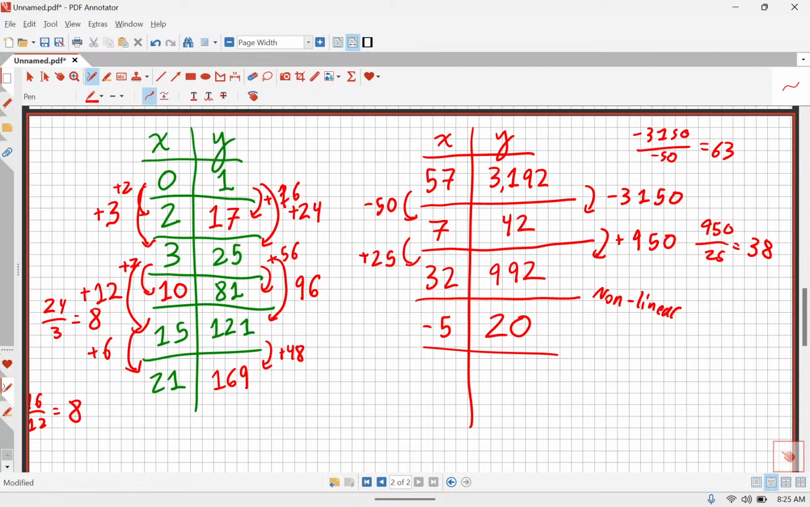And in case you're curious, the function was x times x minus 1. That's what it was, in case you're curious. That's all I've got for you guys.